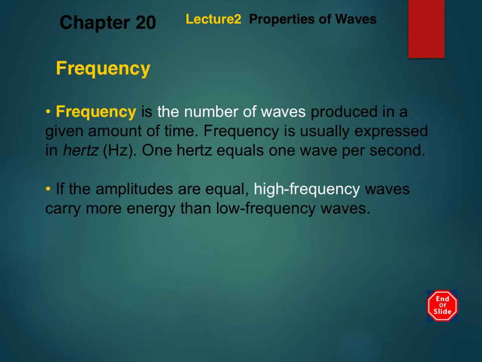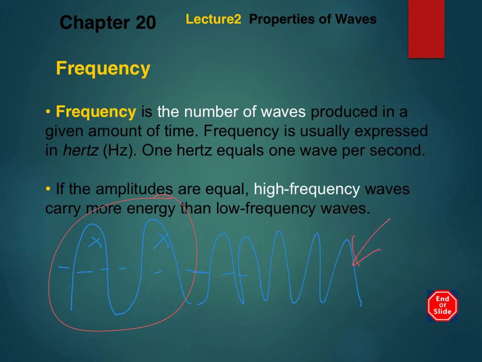Okay, so if amplitudes are equal, high frequency waves carry more energy than low frequency waves. That just makes sense, right? So if we're talking about amplitudes that are the same size, here's our rest line here, right? Let's say these are two amplitudes, they're the exact same size, these two here. Waves that have a higher frequency, where there's more of them in a given amount of space versus less, this one here is going to have more energy than that, right? Because there are more waves in a given amount of time.